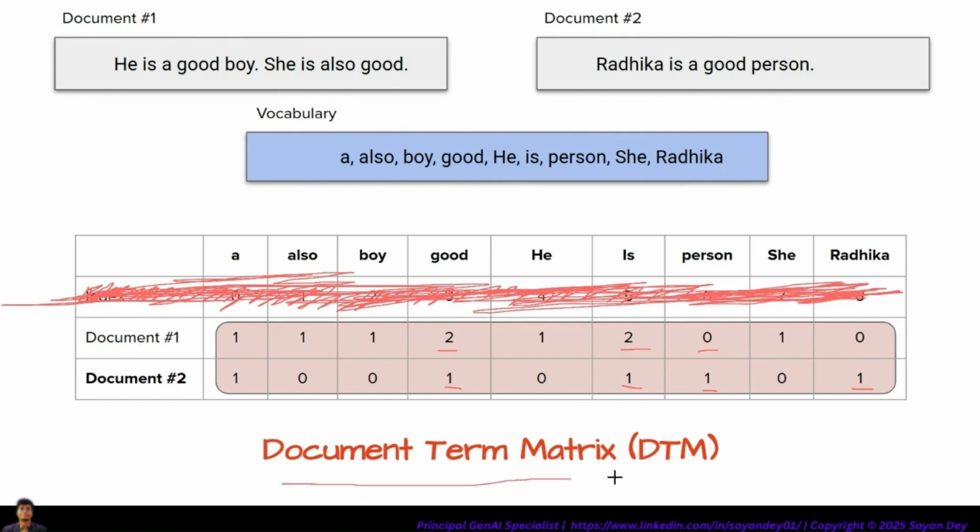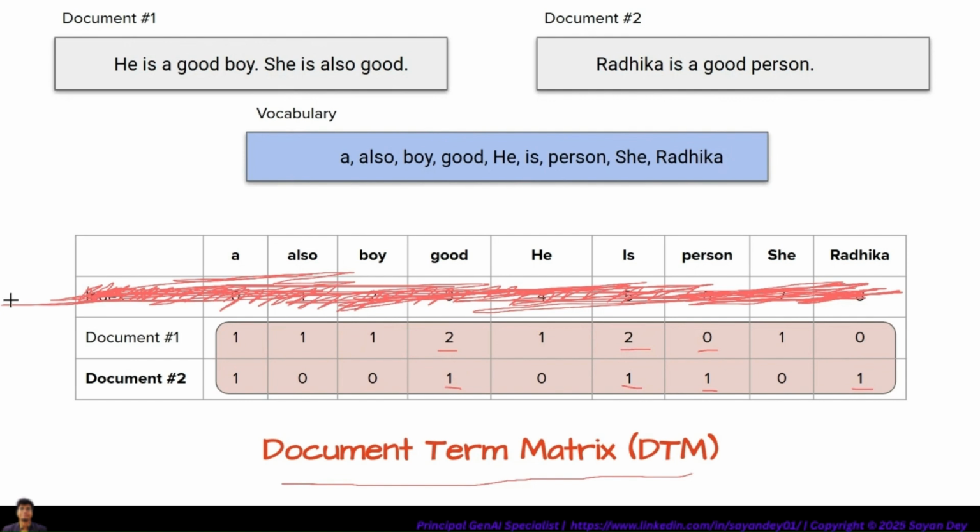And this is what we call a document term matrix or a DTM, where you're representing every single document in each row. Each row consists of a document, and each column consists of a unique term. So in every row we have a document, and in the columns you have each and every unique term. And this is what we call a DTM, or a document term matrix.